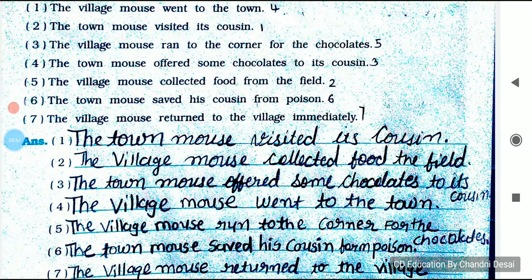Fifth, the village mouse ran to the corner for the chocolates. Sixth, the town mouse saved his cousin from poison. Seventh, the village mouse returned to the village immediately.